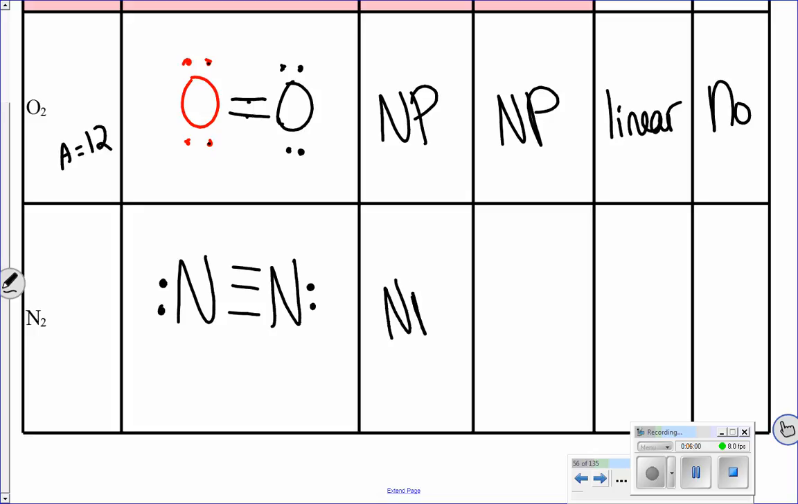The bond between them is completely evenly shared electrons, nonpolar. If we check our symmetry on this, this is a nonpolar molecule. We still have the linear shape and no dipole since this is a nonpolar molecule.